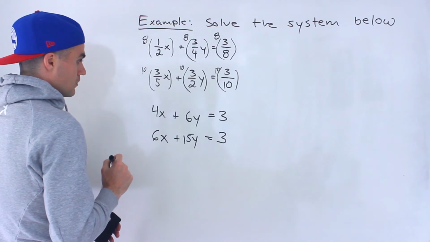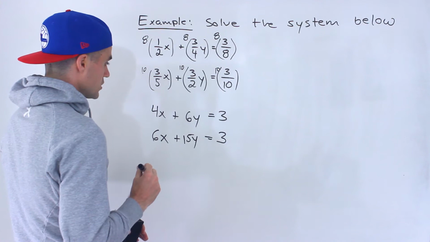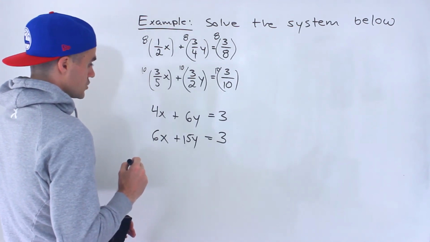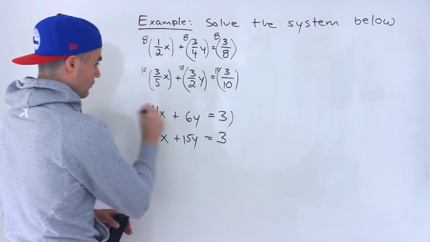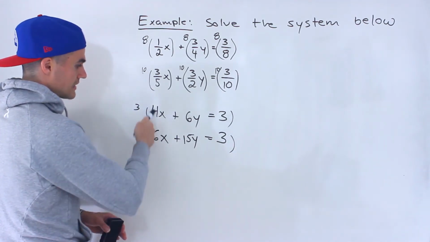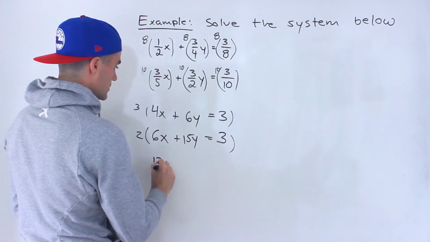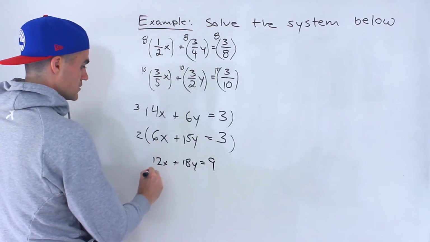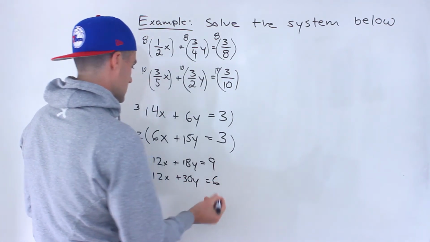From here, we can solve these two with substitution or elimination. I'm going to use elimination. I'll multiply this whole equation by 3, and then this one I'll multiply by 2, to get the x's the same. With the first equation, multiplying everything by 3 gives us 12x plus 18y is equal to 9. And multiplying everything by 2 here gives us 12x plus 30y is equal to 6.